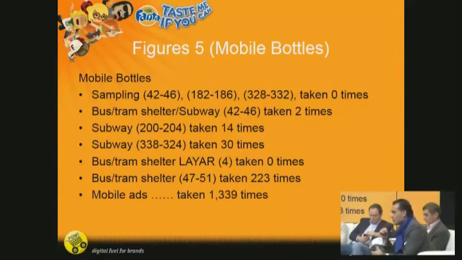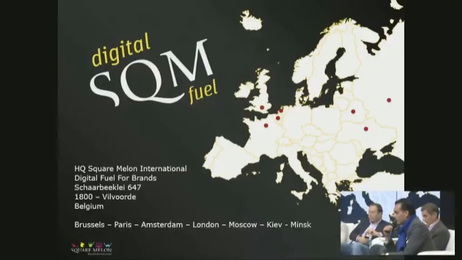And bus and tram shelter, the outdoor, the QR codes, the interaction was very low. Subway was a bit higher because we had wobblers on subway. So when you went into subway, you had wobblers. People knew that. But really, the most time was really the mobile ads. They were working really well. And somebody showed that mobile ads are really working. That's really the fact. So it's mobile ads and really the geolocation that really worked once you get them interactive into it. So that's it from Square Melon.